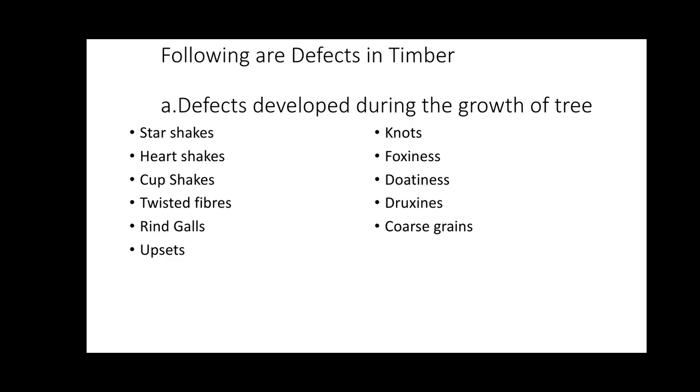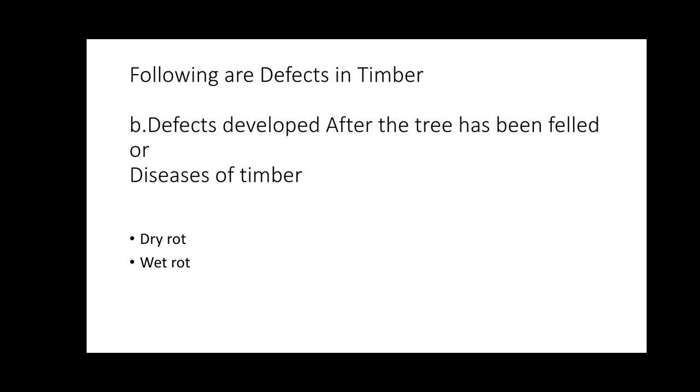The defects developed during the growth of the tree are star shakes, heart shakes, cup shakes, twisted fibers, wrinkles, upsets, knots, foxiness, dottiness, druxiness, and coarse grains. Defects developed after the tree has been felled, also called the diseases of the timber, are dry rot and wet rot.